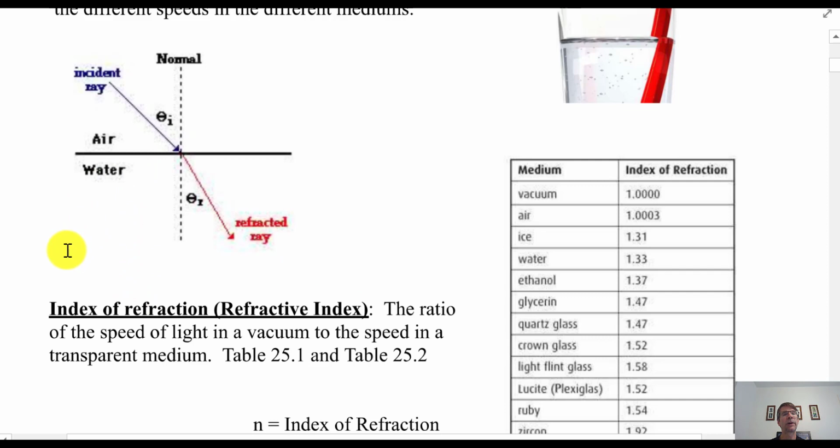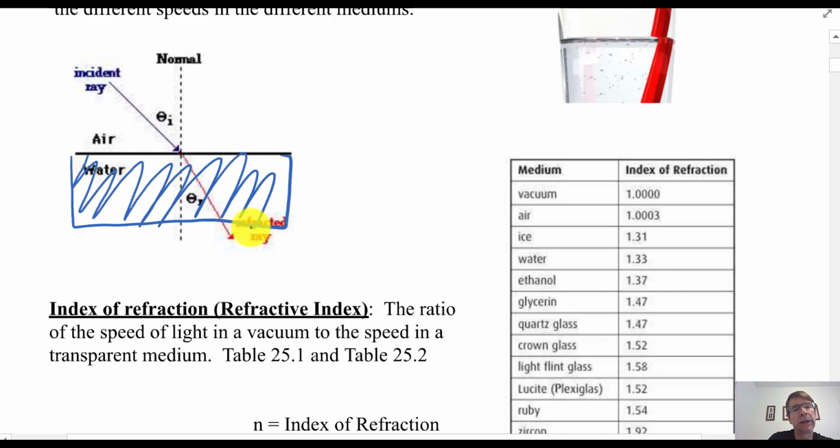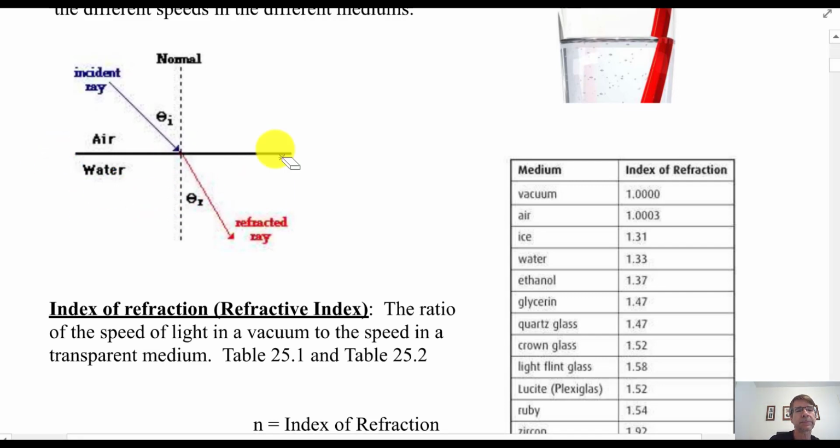Going from air to water, this represents water. In this particular diagram, you have water down here. So this is all water. So the air, that light up at the top is entering water. They have the interface there, this line of interface between the air and the water.